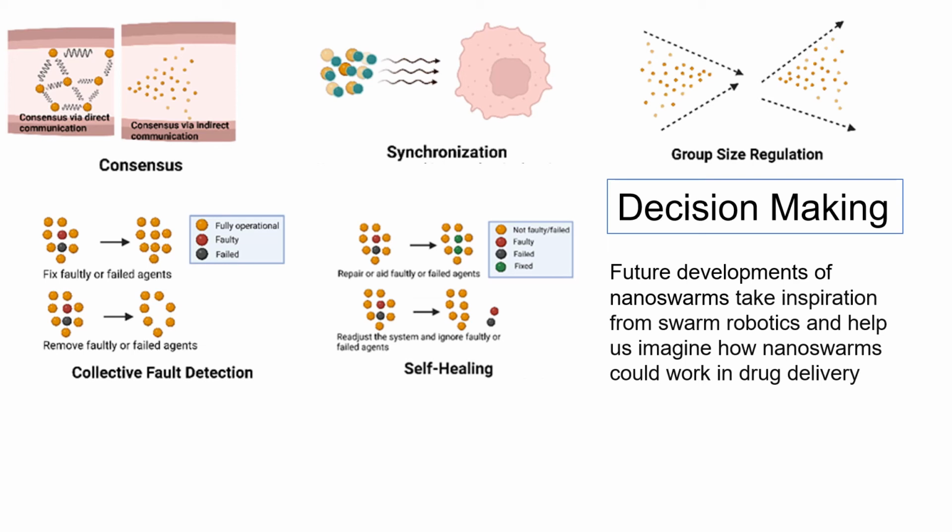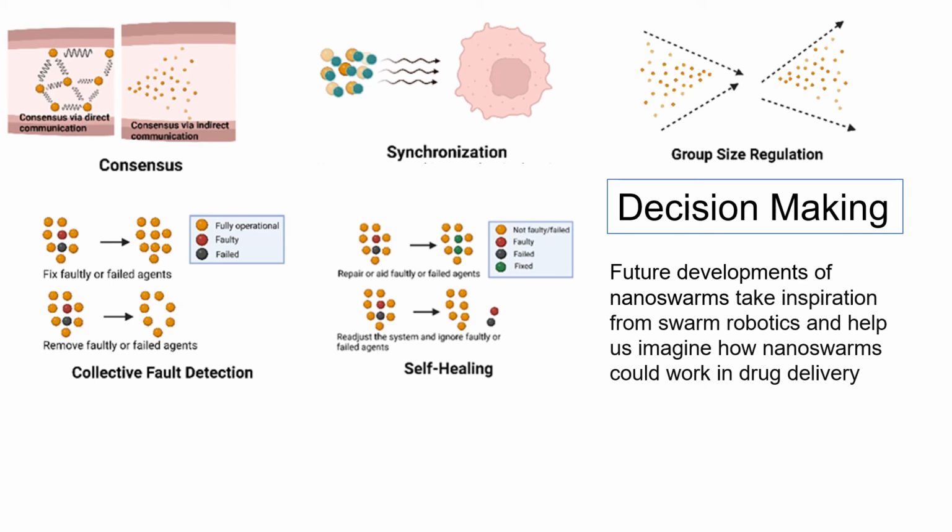So, for example, the nanoswarm could identify a group size that maximizes performance, such as the ideal size for maximum drug absorption, while decreasing the frequency of drug administrations required for the patient.